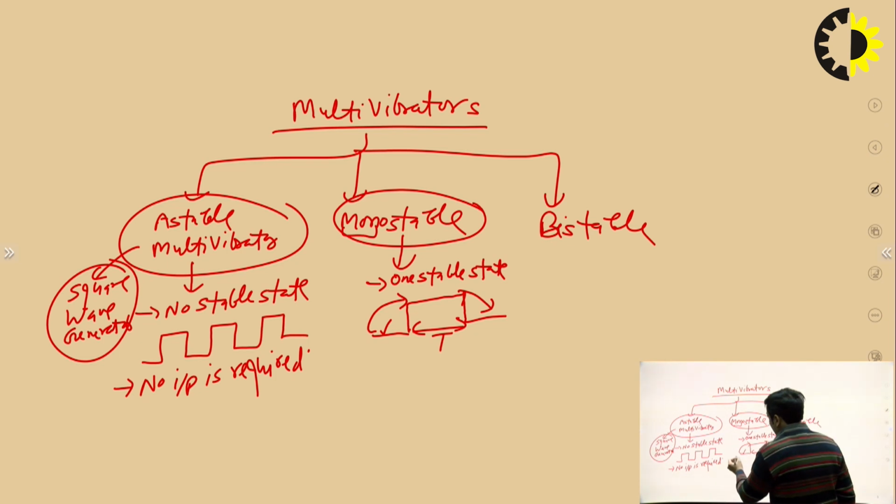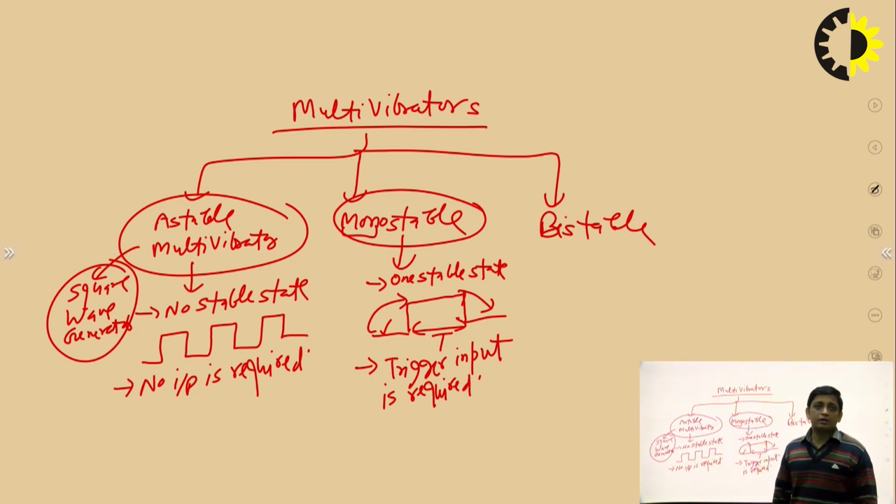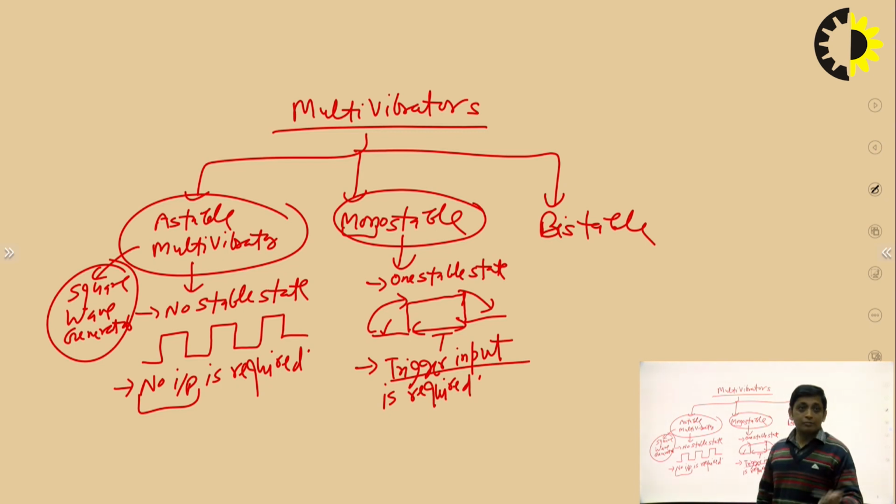Fine. And another important point about monostable multivibrator that I have already mentioned, that is trigger input is required. So you can see the difference between astable and monostable multivibrator. In astable multivibrator, there is no stable state. In monostable multivibrator, there is one stable state. In astable multivibrator, no input is required. But in monostable multivibrator, input is required. That input is the trigger pulse, trigger input.